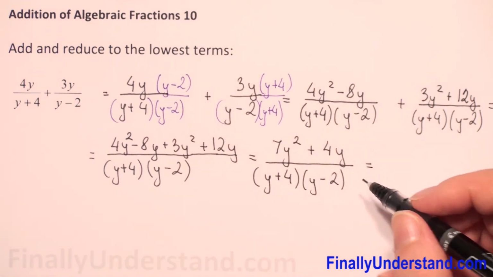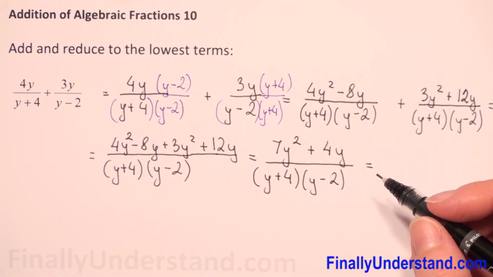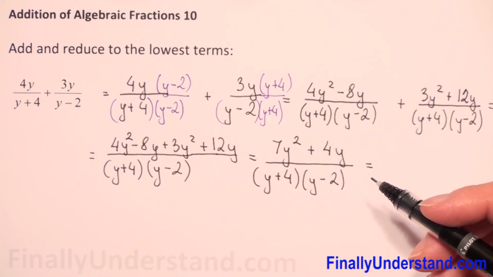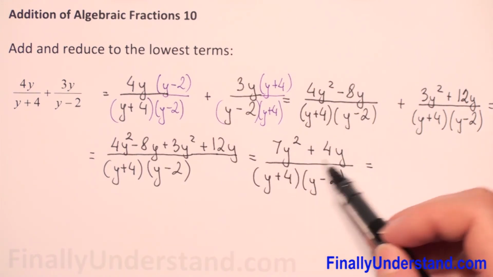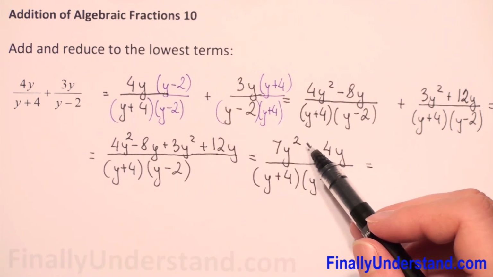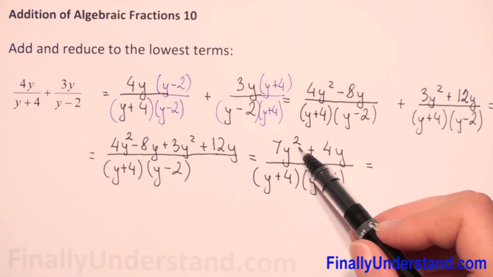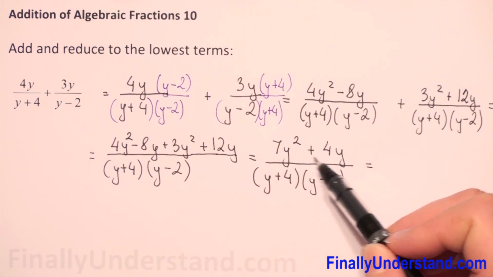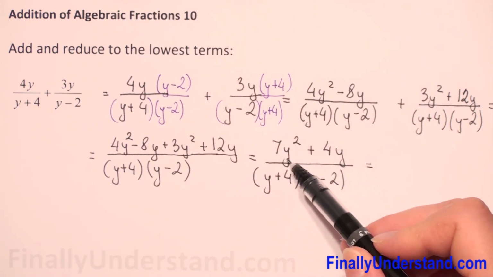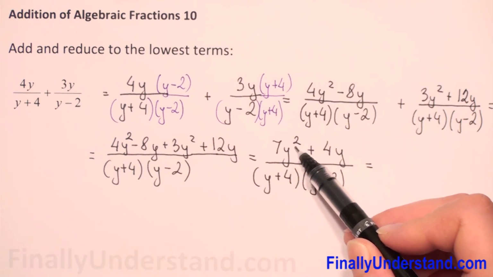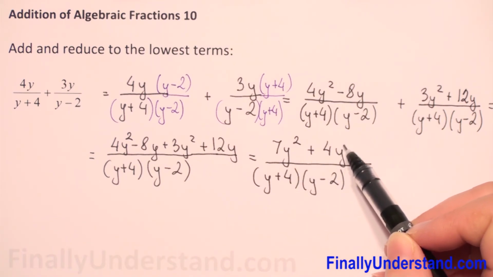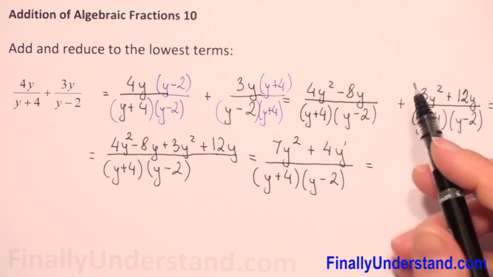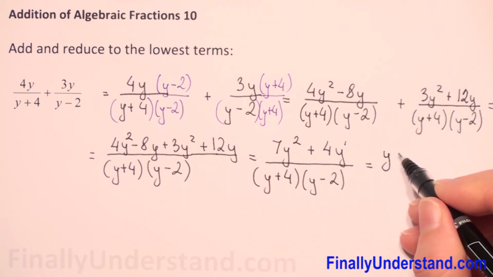This is equal. Next we have to check if we can reduce. We know that we can reduce only when we have multiplication. So first we have to factorize our numerator. We have 7y squared and 4y. The greatest common factor for 7 and 4 is 1, so it doesn't change anything. So we check the variable. We have y squared and y. We always choose the variable with the lowest power, so this is y to the first power. So we can factor out y in the first power.